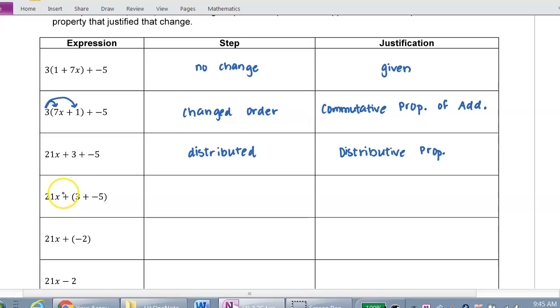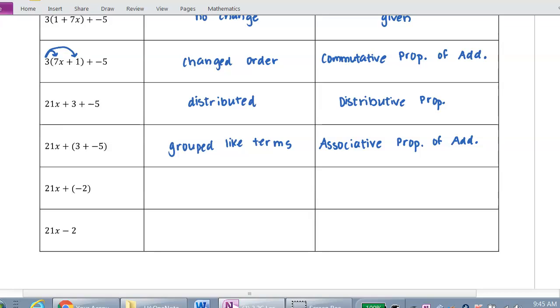All right, next up. Our like terms are the constants here because they both lack a variable, and I notice that they have grouped them. So they have grouped the like terms, or we can say specifically they grouped the constants. Anytime we group for addition or multiplication, we're using the associative property. In this case, they have grouped terms that they're adding, so the associative property of addition.